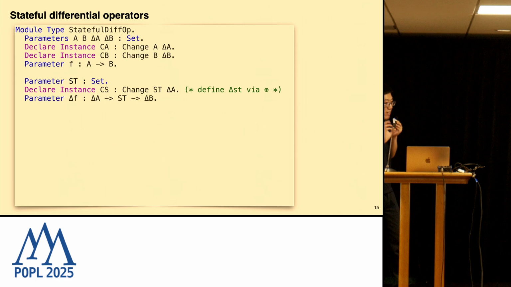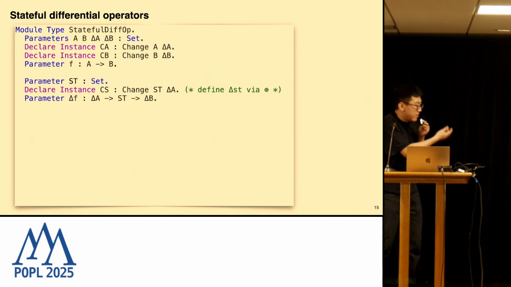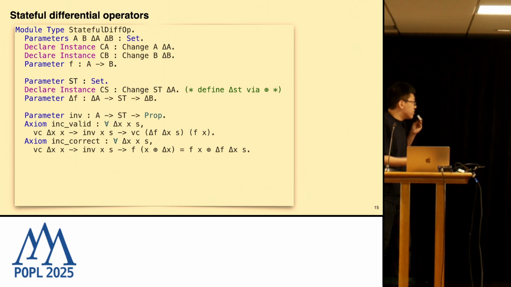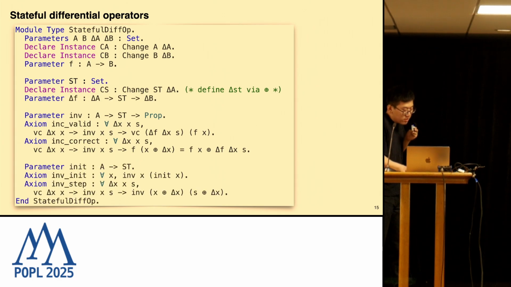So we can just abstract it as a change structure, and with the state type we can define the delta f as a stateful computation. And here it comes to the correctness of delta f. In order to do that, we specify a binary relation between the input and state as an invariant and capture the correctness of delta f under the condition that not only the input change should be valid, but also the state should be correct and maintain the invariant.